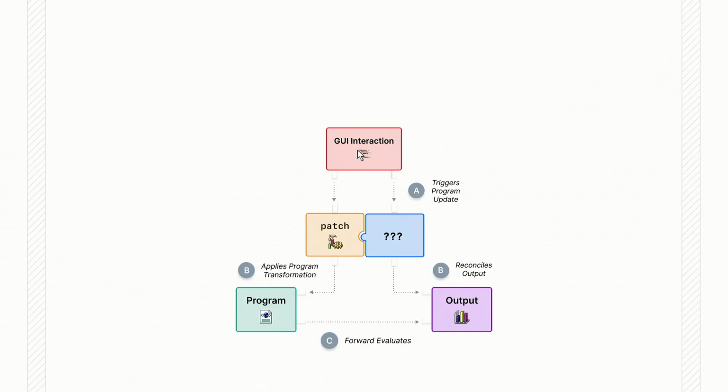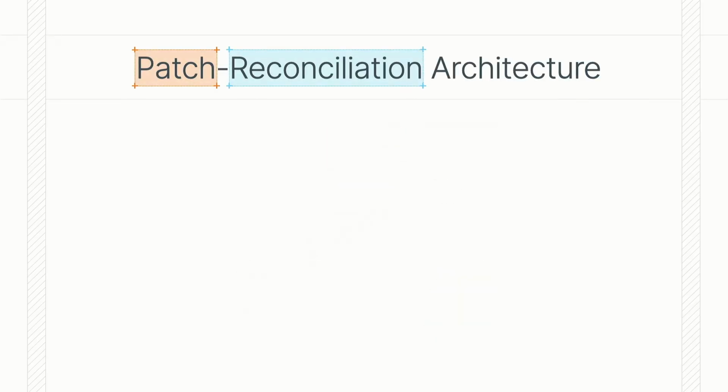Now, if we've taken care of updating the output directly, can we actually just cut forward evaluation out of this loop entirely? And more or less, that's the key trick behind the work. So that leads me to the core technical contribution here, which is the idea of our patch reconciliation architecture backed by this formal notion of patch reconciliation correspondence. So let's dive into the details of how this works.